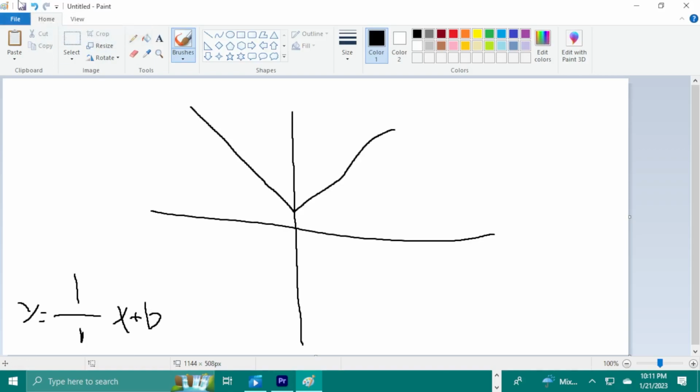Let me pull up Desmos real quick so I can double check. Oh my god. Okay, so you said Y equals 1 over 1 X plus B. Okay, yeah, you are right. That is a correct graph. Congratulations, you passed basic math 1. This is foundations of math 1.